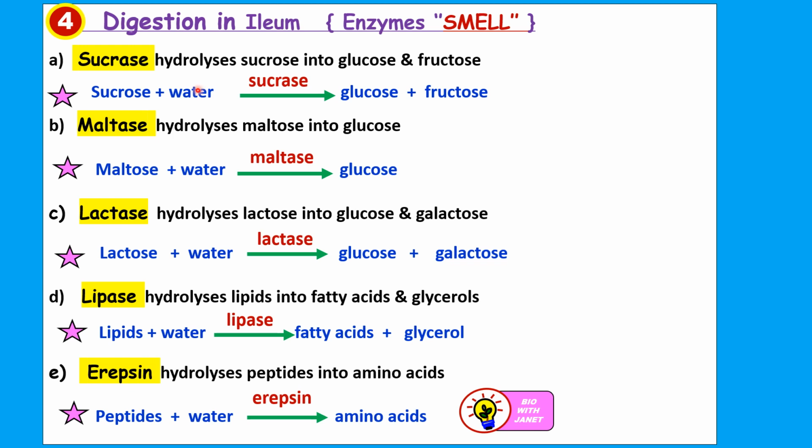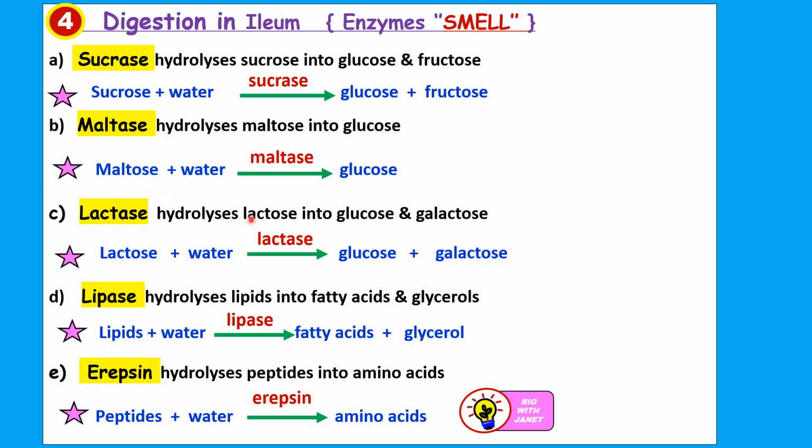Sucrase hydrolyzes sucrose into glucose and fructose. The equation is sucrose plus water, with the action of sucrase, glucose and fructose are produced. Now, always remember to write the water as a substrate in your hydrolysis reactions, because it's a hydrolysis reaction, so water is involved as a substrate and it reacts with the food.